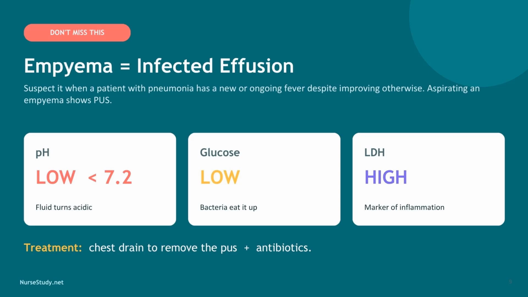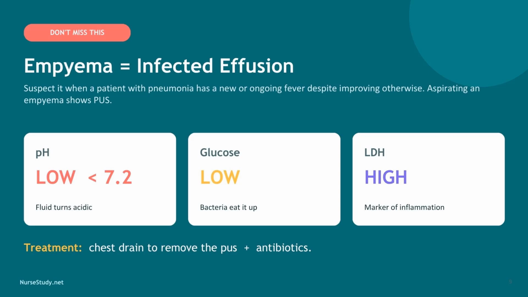Empyema, infected effusion. Okay, this is the slide you do not want to miss. An empyema is an infected pleural effusion, basically pus in the pleural space. When should you suspect it? Picture a patient with pneumonia who's supposedly improving, but they've got a new or ongoing fever. That's your clue. When you aspirate an empyema, you'll actually get pus.